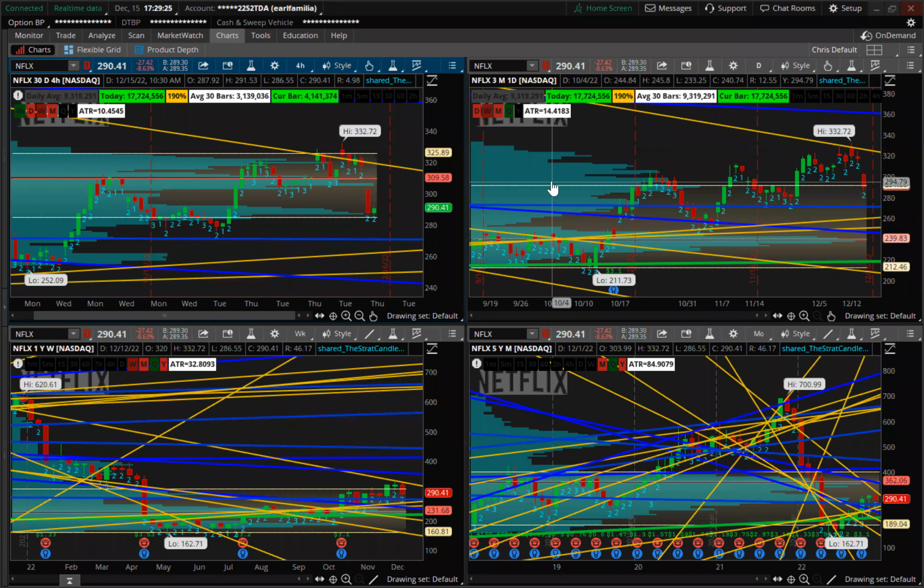That thing got wrecked. So yeah, more downside is more likely on Netflix, but there's no actionable signal. If you're waiting on an actionable signal, which is what I recommend, then you're going to have to wait for the open tomorrow to take an entry to the downside.